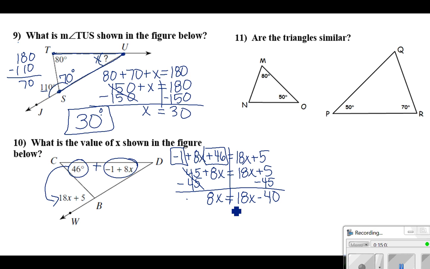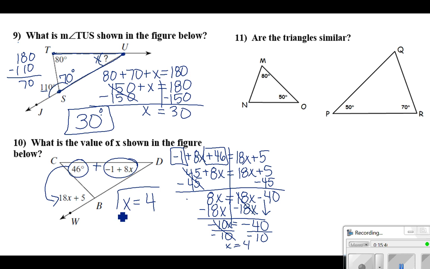I can move the 18x to the other side. So to do that, I have to subtract it from this side, which means I have to subtract it from this side as well. 8x minus 18x is negative 10x. And that equals, bring this down, negative 40. I can divide both sides by negative 10. And I have x equals positive 4. So all I'm looking for is the x value. So I know that the x value is going to equal 4.